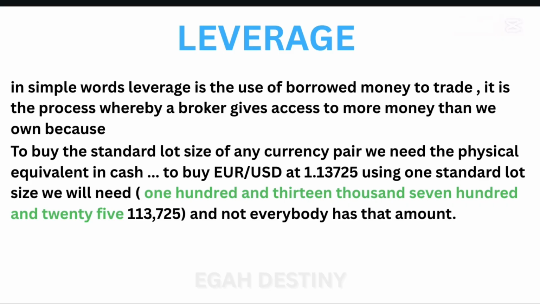To buy the standard lot size of any currency pair, we need the physical equivalent in cash. To buy USD at 1.13725 using a standard lot, we will need $113,725 in cash. And I'm pretty sure not everybody has access to that amount of money. Now, to trade in that volume, regarding the lot size that you use in entry trade in a smaller account, the process of doing so is regarded as leverage.